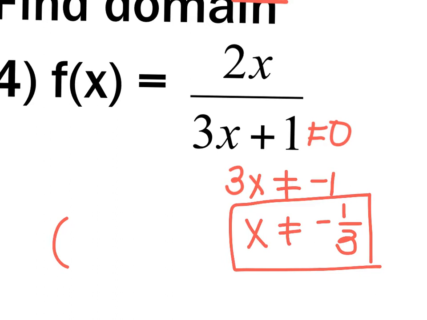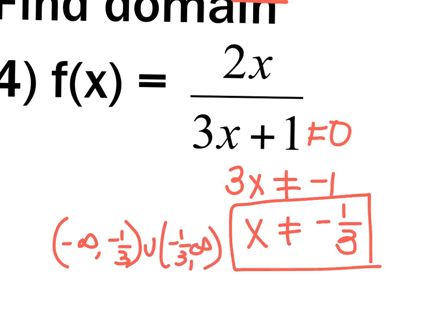So this means all the numbers except for -1/3, which means from -infinity to -1/3, and a parenthesis means don't include that number. But I do have to include everything after -1/3, so I get a union, and then -1/3 to positive infinity.